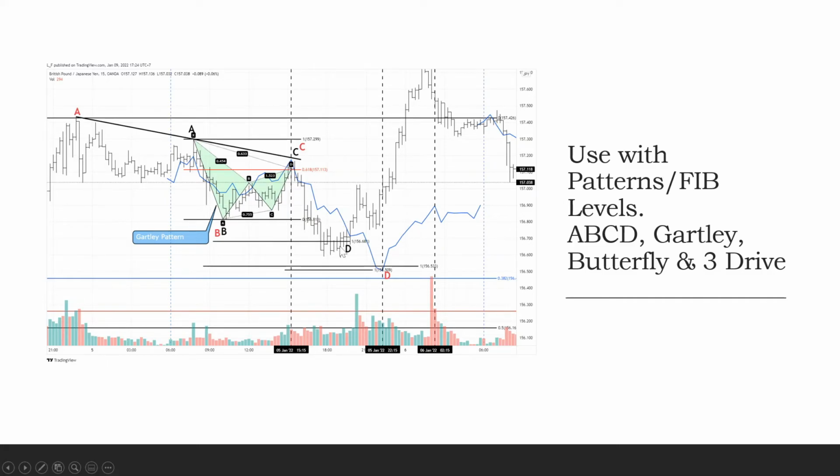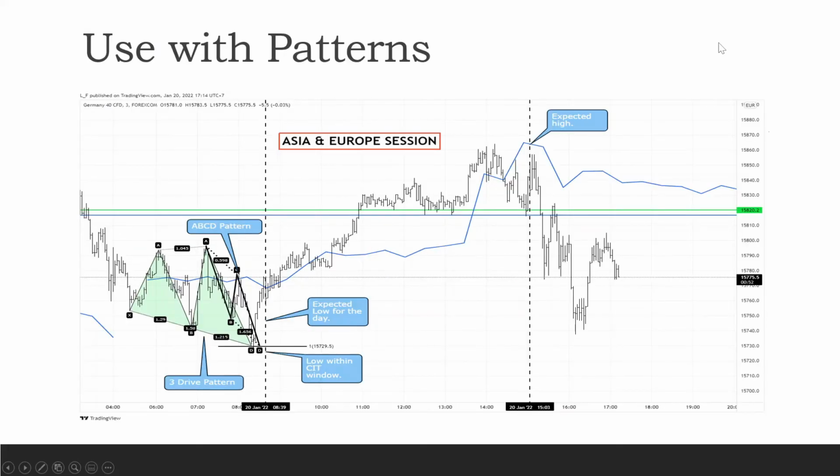So yeah, completed this smaller ABCD, and it didn't quite complete the bigger ABCD, expecting it to come down to this time. But when you get a move like this, sometimes it's good just to take profit, because you've made 3 or 4-to-1. So things we look for.